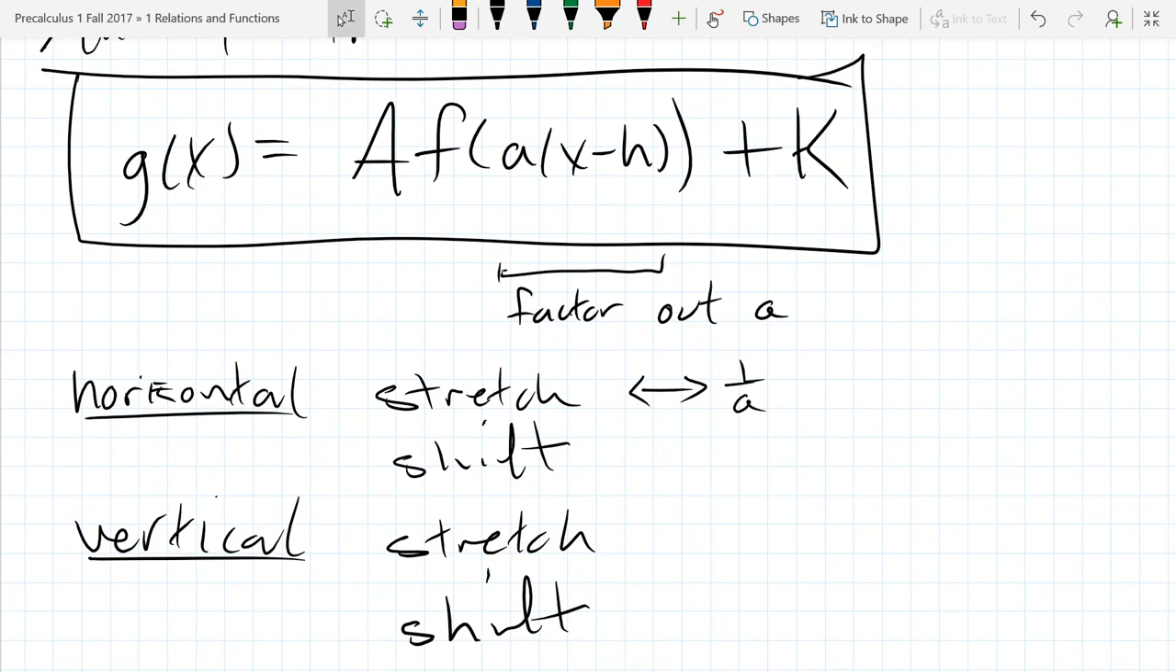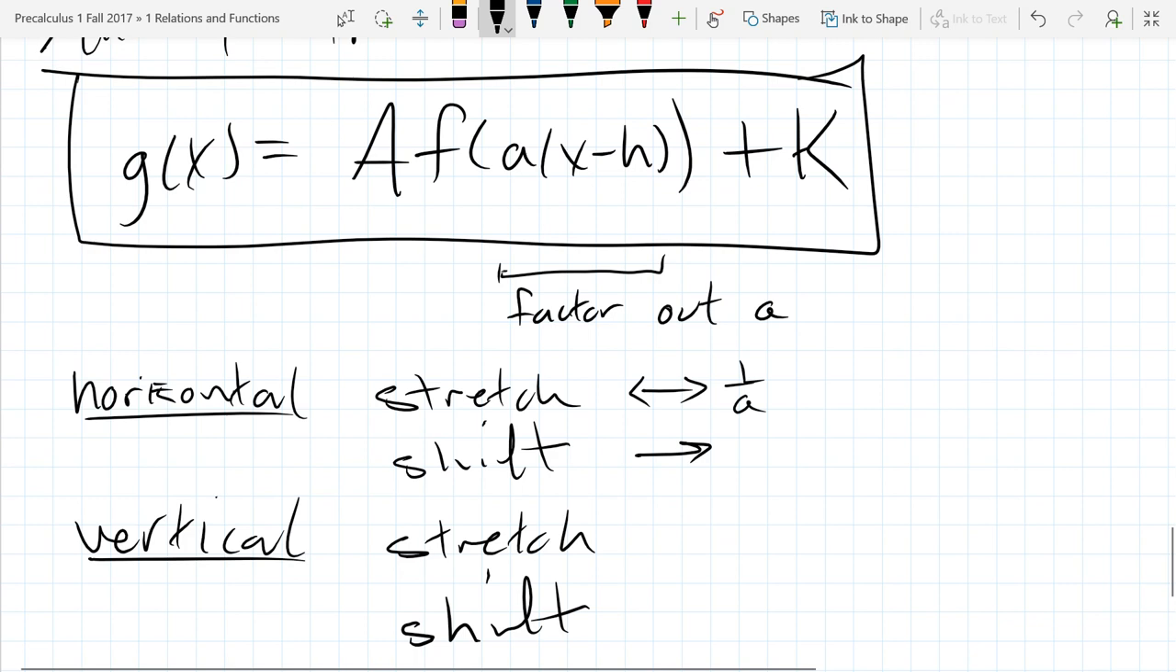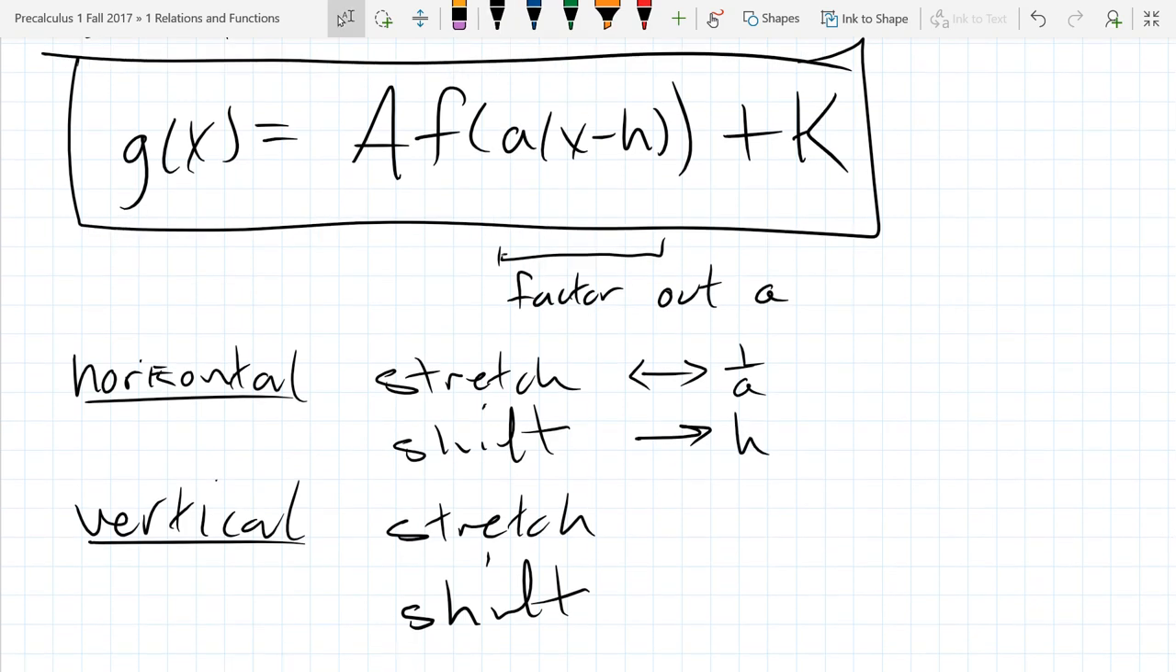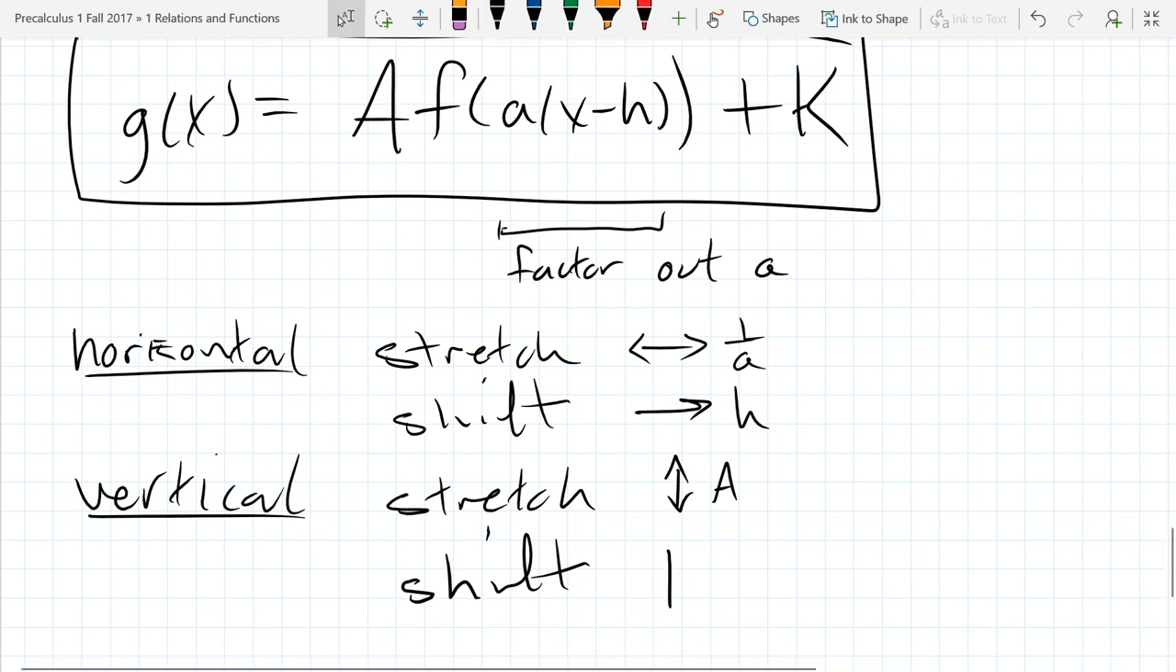What about horizontal shift? What letter corresponds to our shift? So that would be our little h, and we're going to go right h. Now we're into vertical, and vertical stretch, what variable is vertical stretch? So that'd be our big A, and these are regular, so this is just stretch as big A. And then last up, there's only one choice, we're going to go shift up K units.